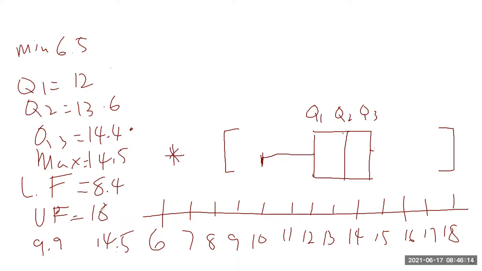Now we go to the upper fence. We look through all our data values. Which of these is larger than 18? Remember, our maximum is 14.5. So there is none that is larger than 18. Even the upper fence itself is larger than our highest data value. So on the right side, we did not have any outlier. There was no data value that was larger than 18.